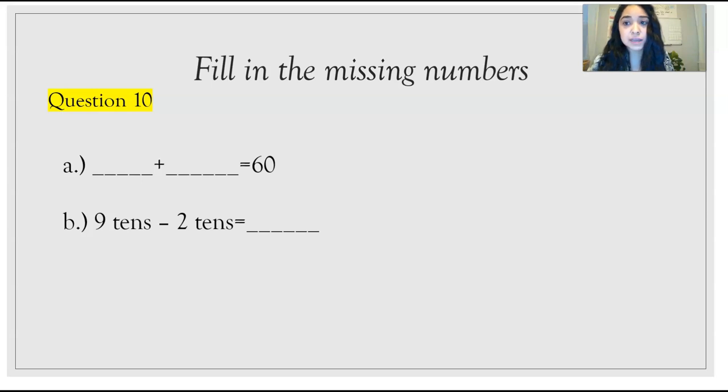For question 10, this is the same thing. So you're going to tell me what two numbers you can put together to add up to 60. So there are so many combinations for this right here, but remember that we are working in 10s. So we are only going to write them in groups of 10.